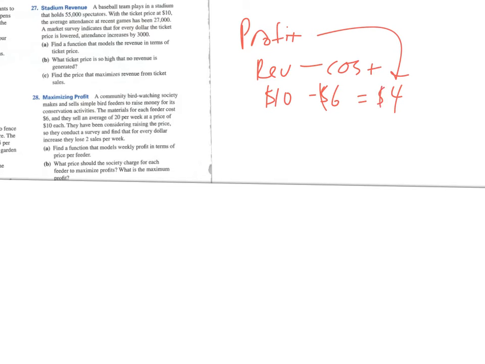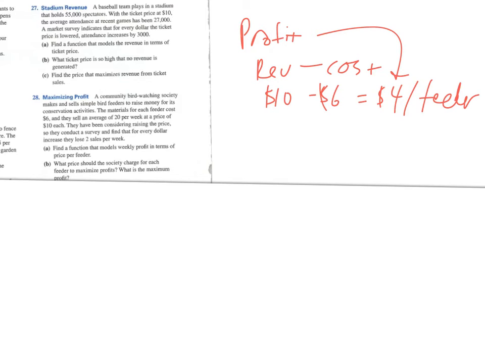So these ones we're trying to either maximize revenue or profit. So 27 is very similar to the one we did in class. 28 actually has to do with profit, which is a little more complicated, but it's still not going to be too bad. So the big thing with profit is that profit is your revenue minus your cost. And so I can already see that right now our revenue per unit is $10, and then minus the cost of $6 is going to give me a profit of $4. So my profit right now is $4 per feeder that I sell.